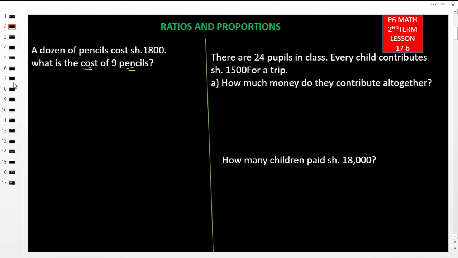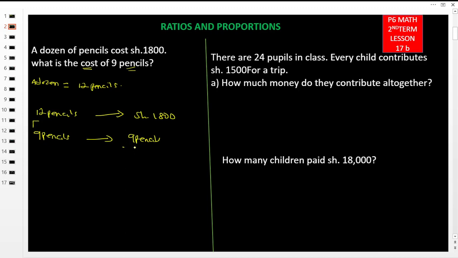So what are the pencils? So here they are telling us that a dozen. What comes into your minds? That a dozen of pencils. How many pencils are those? They are now 12 pencils. After understanding that, then you come and tell us that these 12 pencils, they do cost 1,800 shillings. Then what is the cost of 9 pencils? So it will be inverted L. So 9 pencils over 12 pencils here times 1,800 shillings.